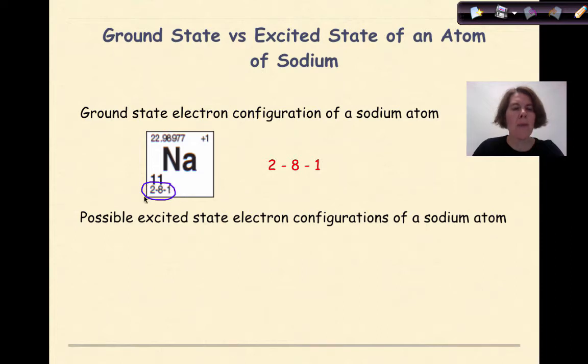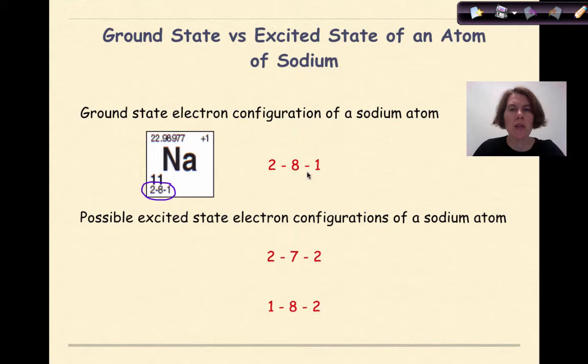configuration right here. So we can look at this and basically say that we're starting at the lowest possible energy level, which is 2, then going to 8, then going to 1. So my ground state electron configuration will always be what is listed on the periodic table. Now let's look at some possible excited state electron configurations of a sodium atom. So we could have 2-7-2 or 1-8-2. Are there other possible configurations? Of course there are. So here's what I look for when I'm grading this particular question.